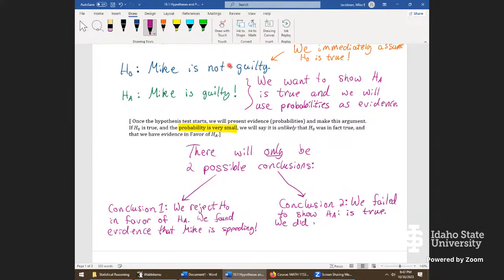We did not find enough evidence to conclude, they would say beyond a reasonable doubt or something along those lines in court. Here we'll just say to conclude, Mike was speeding, or in other words, is guilty.